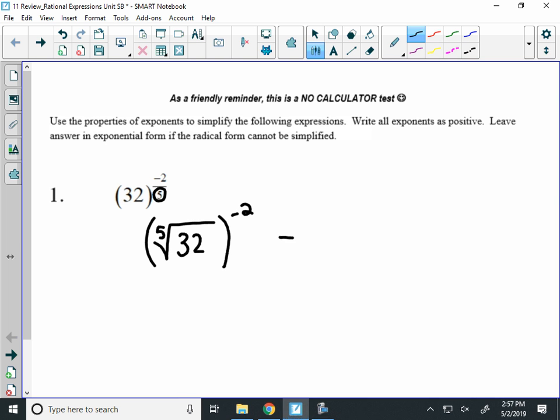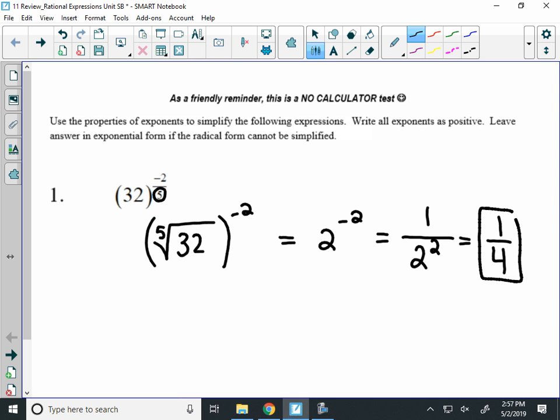Well, the 5th root of 32 is 2, so we have 2 to the -2nd, but we don't like negative exponents here. So we are going to move that exponent down to the denominator and make it 2 squared, 1 over 2 squared, which is 1 over 4. And that would be your final answer.